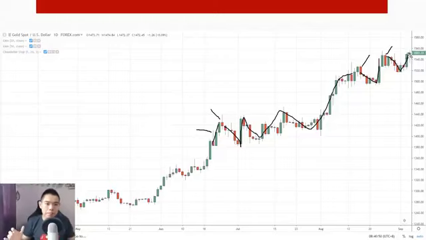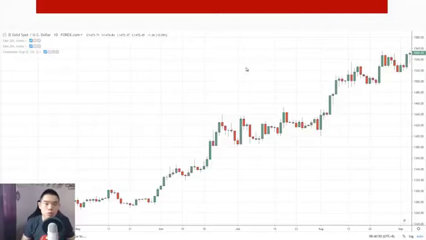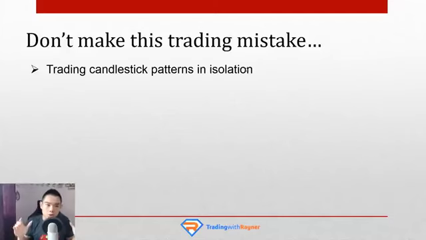So you can see that the mistake many traders make is that they look at these candlestick patterns and trade them in isolation. They simply study a candlestick pattern, find out the meaning behind it, memorize all these meanings and just trade them blindly. And when you do that, you're going to suffer loss after loss after loss. So the first lesson that I want to share with you right now is this: don't trade candlestick patterns in isolation. That is a losing proposition.